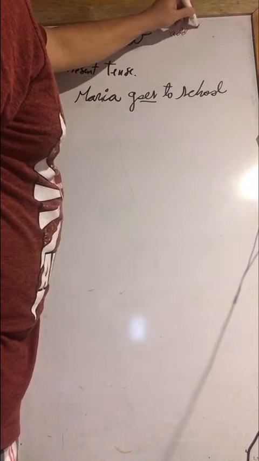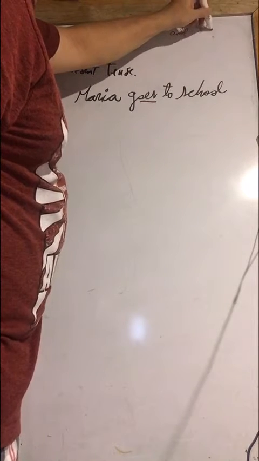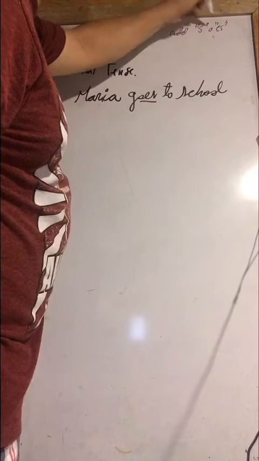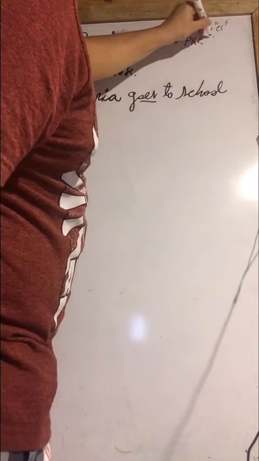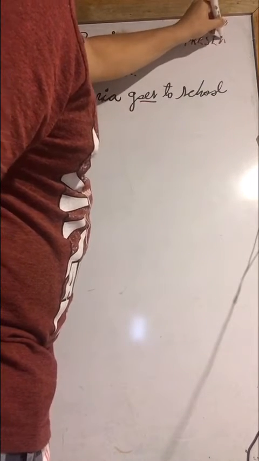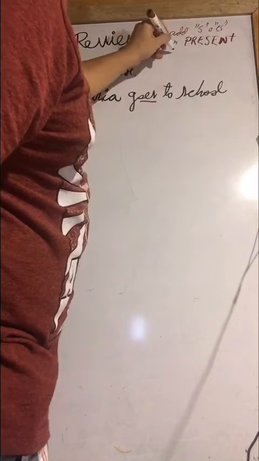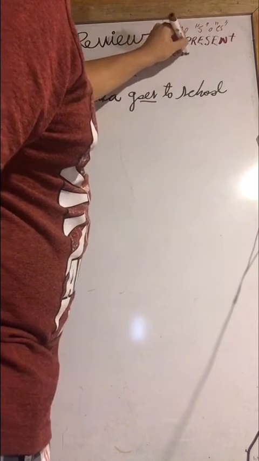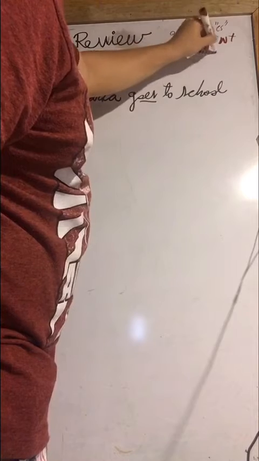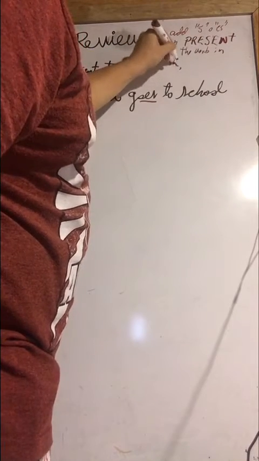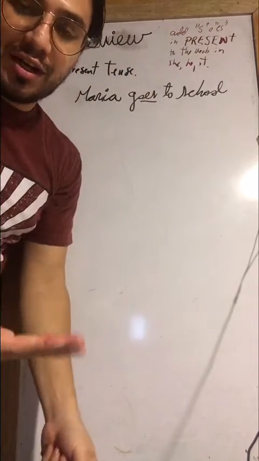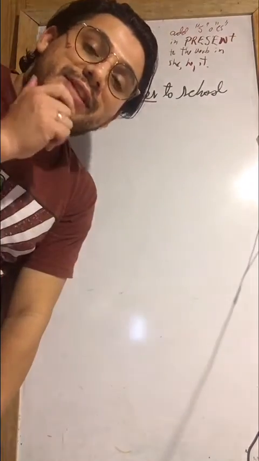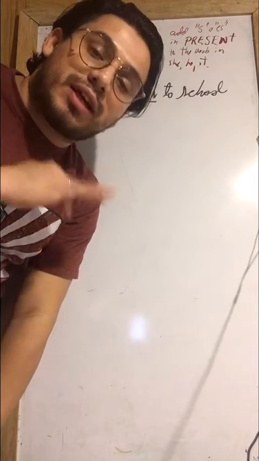So in here, I'm going to write: add s or es in present, only in present, to the verb in she, he, and it. So you don't forget the rule, you can write it in your notebook. Thank you for all the ones that have been sending the notes on your notebooks. A lot of people haven't, so I need them.